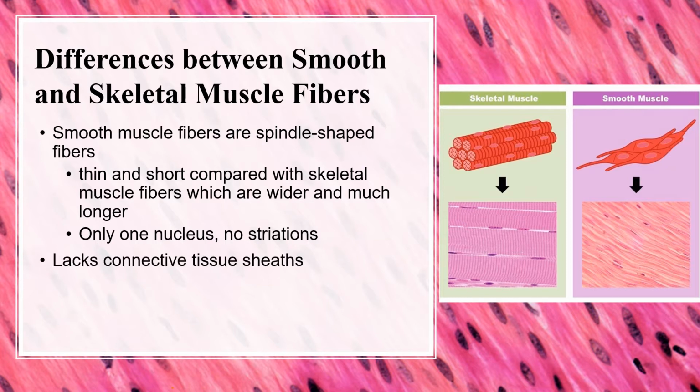There are not going to be as many connective tissue sheaths as we have in skeletal muscle. So in skeletal muscle, we have three different layers of those connective tissues. We're only going to actually have one layer of connective tissue, and that's going to be the endomysium. Okay, so that's the only one that you will find in smooth muscle. So that's a pretty big difference between skeletal and smooth.